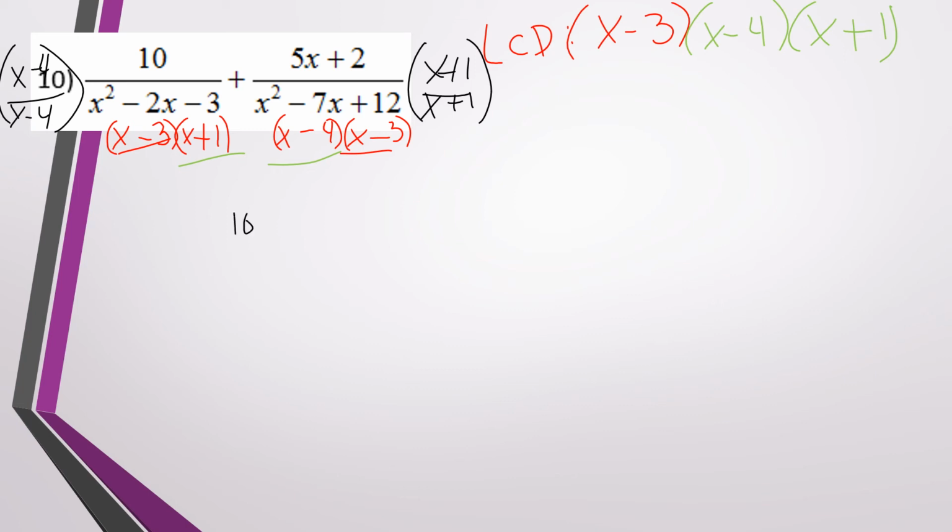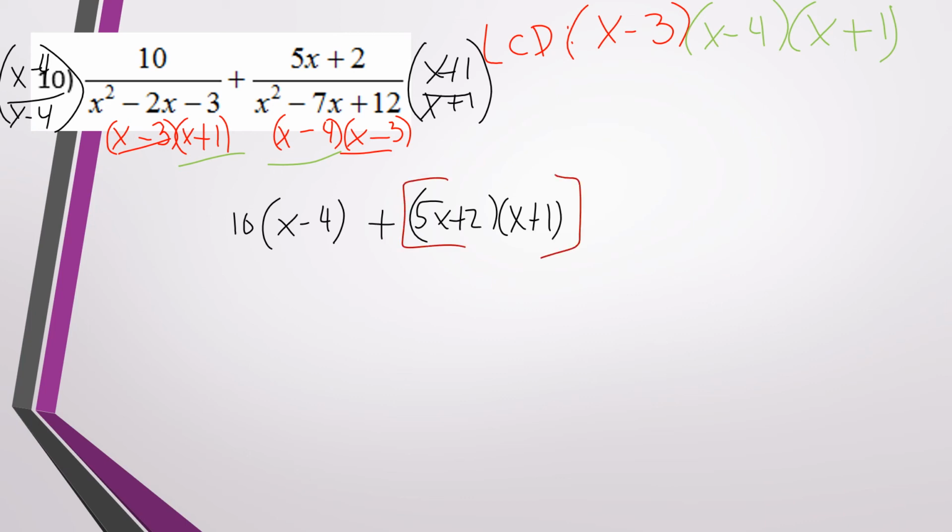So I'm going to have 10 parentheses x minus 4 plus 5x plus 2 times x plus 1. And if you need to, I would put these in like brackets because you need to distribute that stuff first. And it's all over x minus 3 times x minus 4 times x plus 1.